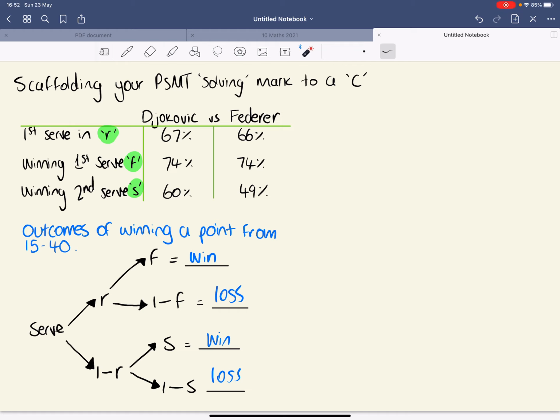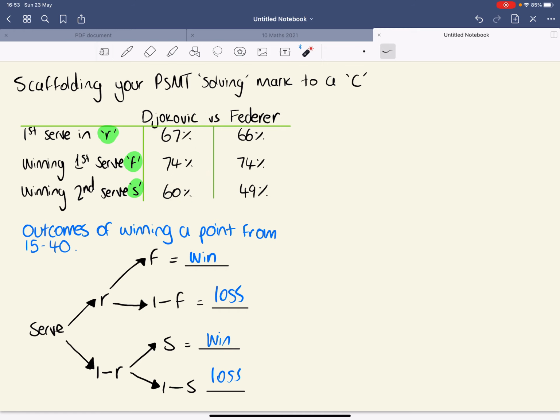in your PSMT. So hopefully by now, you should have statistics collected from ATP on two players. I've got two players here, right? They need to be male because of the comment that was made by the commentator regarding how there's a 50-50 chance that any top male tennis player has a 50-50 chance to win a game from 15-40, right? So what we'll do is we'll gather their stats for their first serve in, winning from first serve, and then winning from second serve.